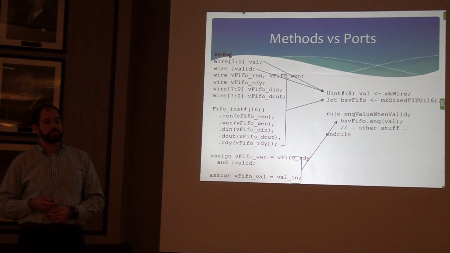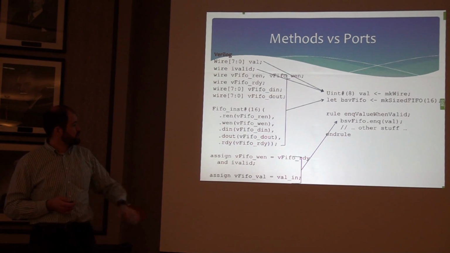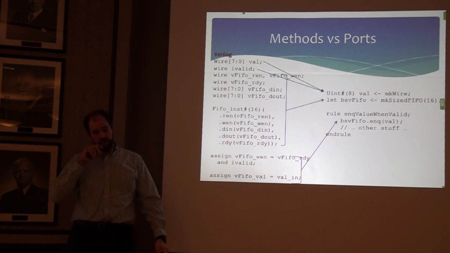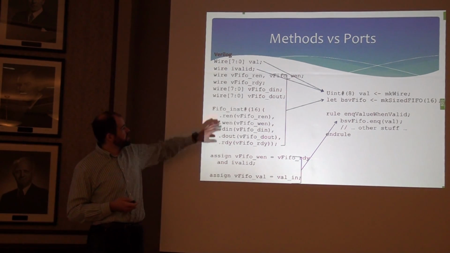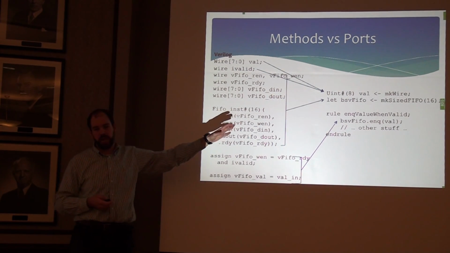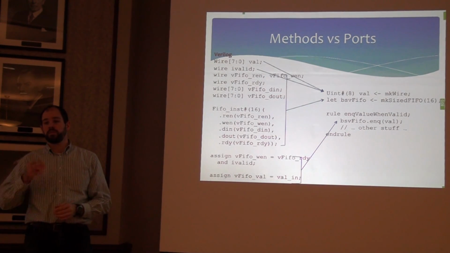So are things like MK-sized FIFO library calls and not keywords, so you can extend it yourself? Yes. That is just a module instantiation. So this is a Verilog module instantiation. You can write your own modules, your own ports, whatever. MK-sized FIFO is a Bluespec module instantiation. That's how you write your own. So it's kind of nice, right? You don't have to explicitly make all these control wires visible. You just interact with the methods, and the synthesis tool will create the underlying logic to do that.